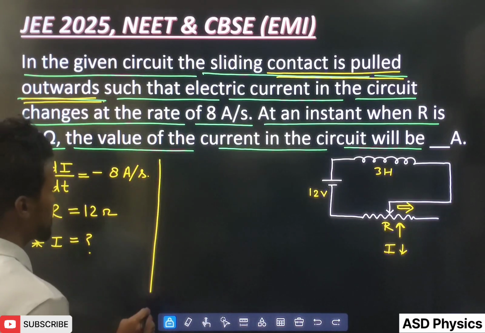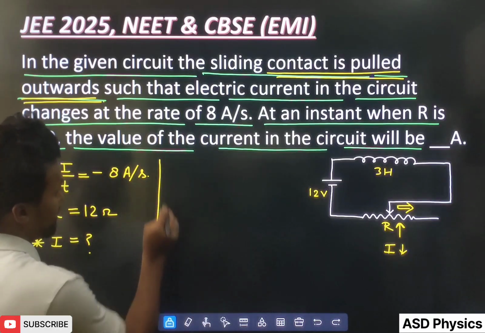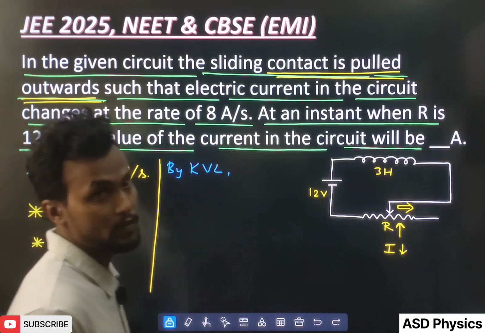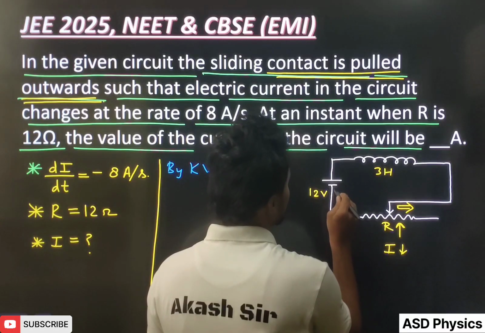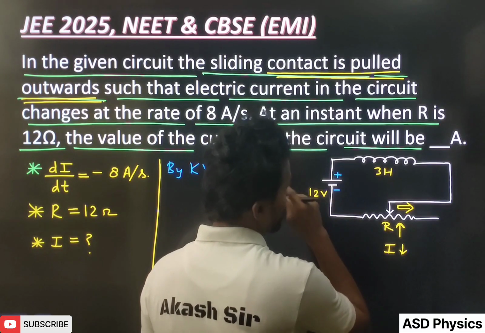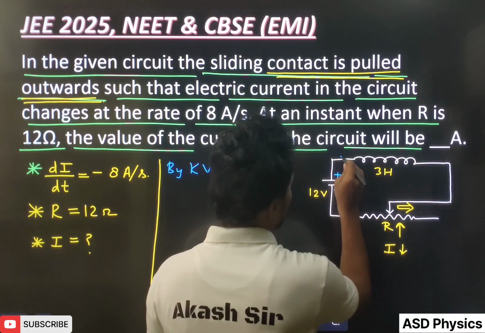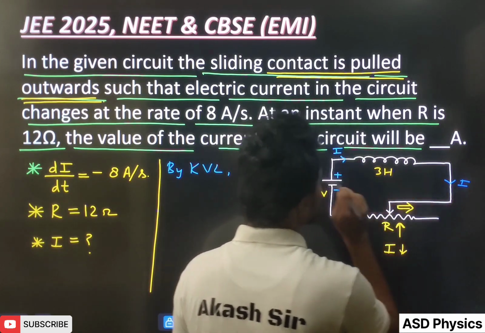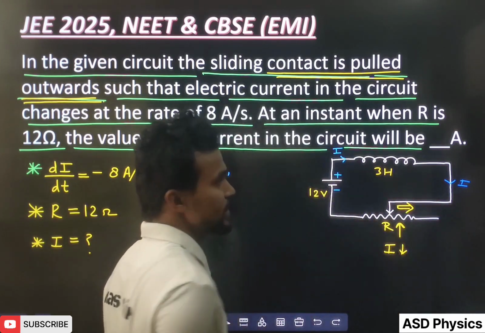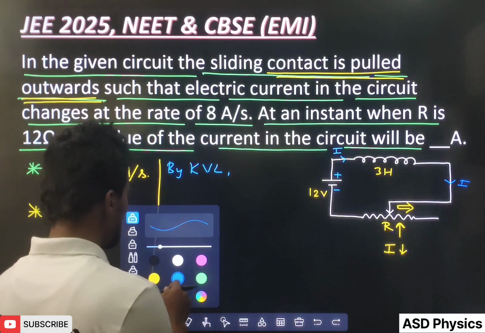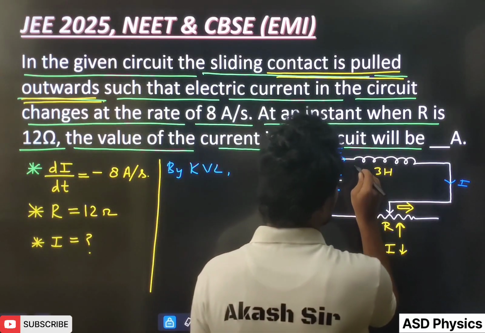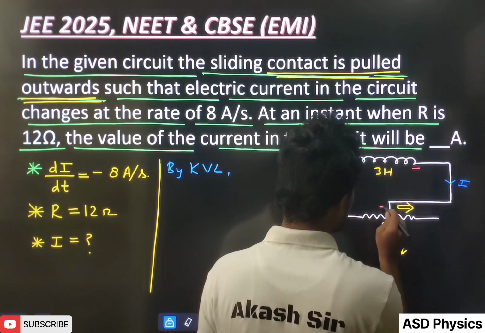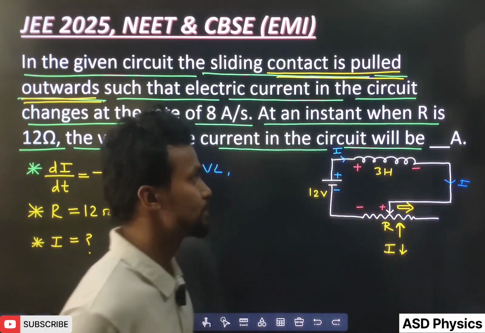Now after that, what we'll do here, we will just use KVL. Okay, so by KVL, you know very well, this is the battery, minus and plus terminal, and let's take the current will flow in this direction, correct? The current is flowing from the positive terminal to the negative terminal. And if I put the polarity here, this is plus, this is minus, current will flow like this.